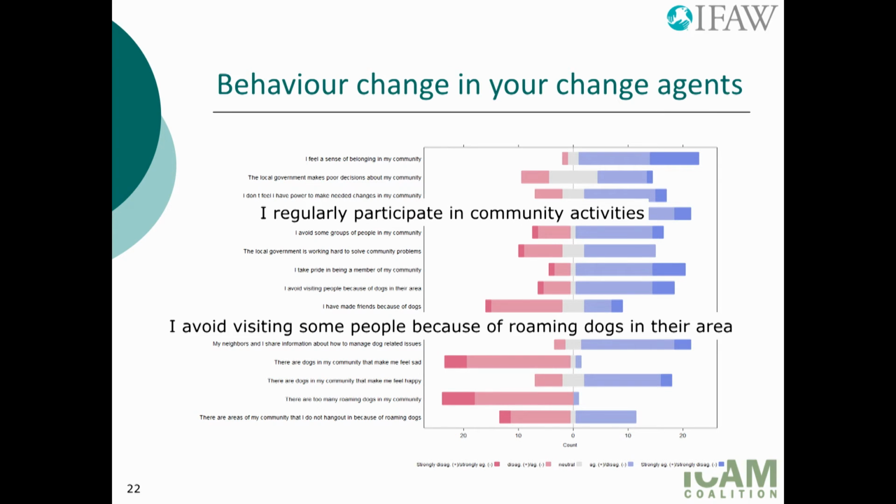So I avoid visiting some people because of roaming dogs in their area. And the graph that you see behind this, the blue is the number of people that agreed with a positive statement and disagreed with a negative one. The red are people agreeing with negative statements and disagreeing with positive ones. So what we want to see over time is we hope that these communities move more into the blue. And what we're really interested in is to see whether their behaviour as a community, their interactions with each other in the group and their engagement with the intervention, whether that also correlates with how their perceptions are changing as well.